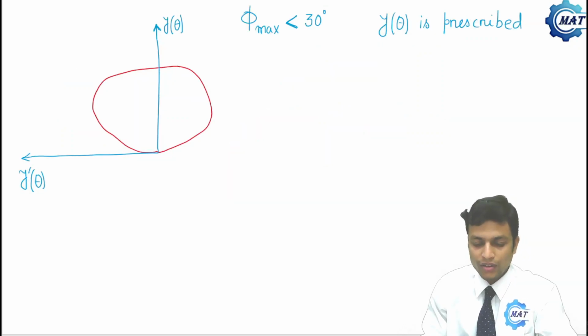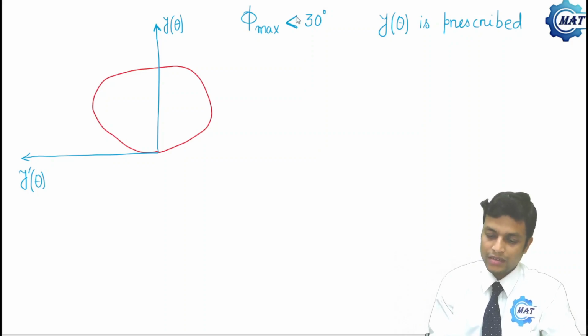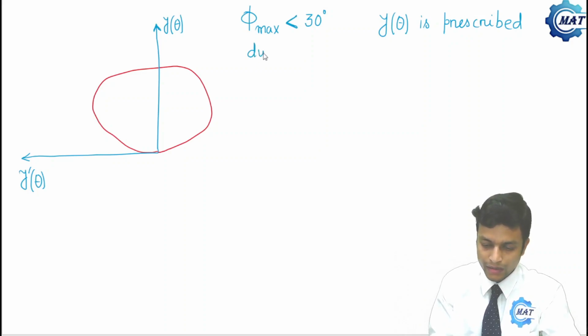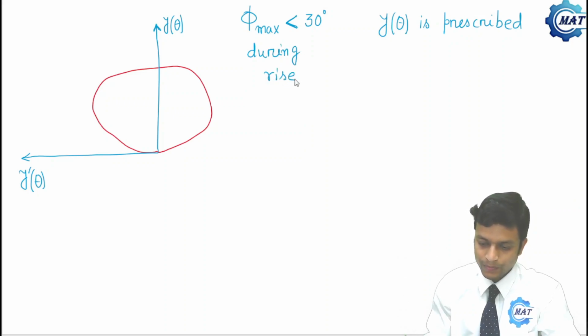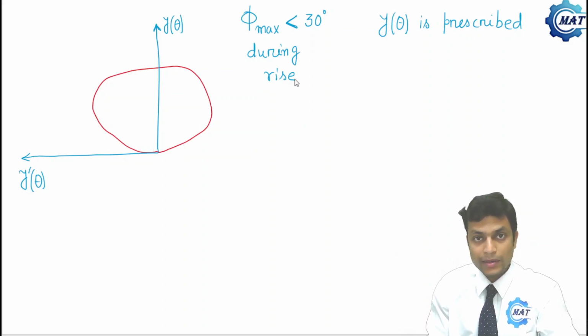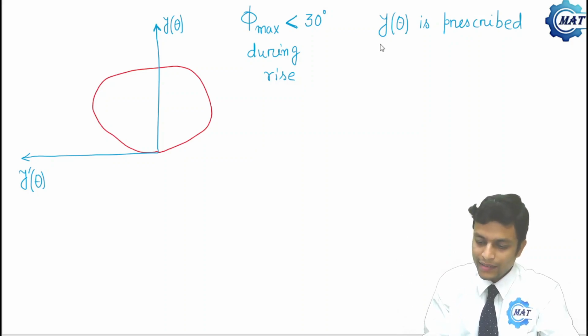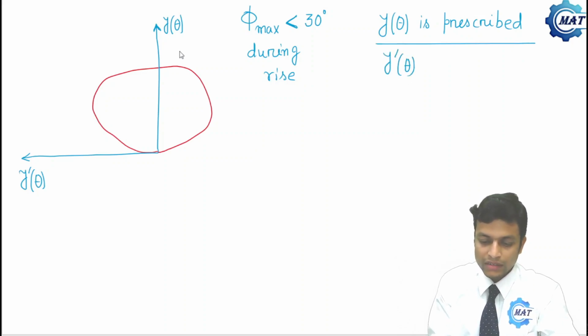In translating roller follower, we know that the maximum value of pressure angle should not exceed 30 degree. That is, phi max is less than 30 degree during rise phase. Otherwise, there will be a tendency of jamming the follower inside the guide. So when y theta is prescribed, we can easily find y prime theta. So we can plot the graph. This red line shows the plot, that is y theta versus y prime theta.